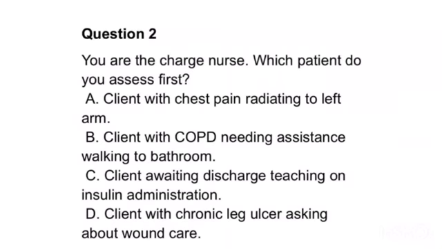Question 2. You're the charge nurse. Which patient do you assess first? A. Client with chest pain radiating to left arm. B. Client with COPD needing assistance walking to the bathroom. C. Client awaiting discharge teaching on insulin administration. D. Client with chronic leg ulcer asking about wound care. Answer: A. Client with chest pain radiating to left arm. Rationale: possible MI equals life-threatening. Strategy: acute greater than chronic.